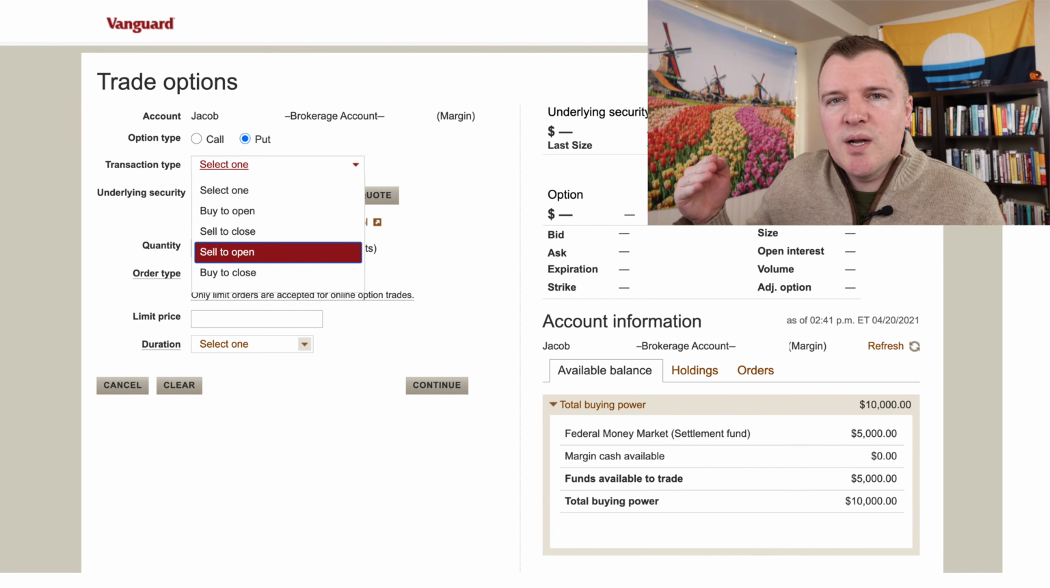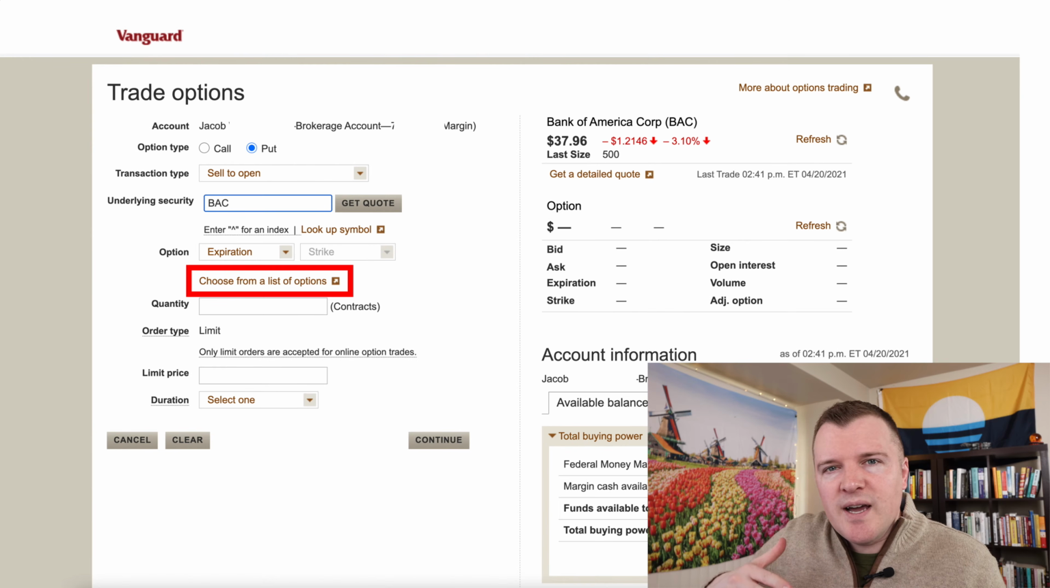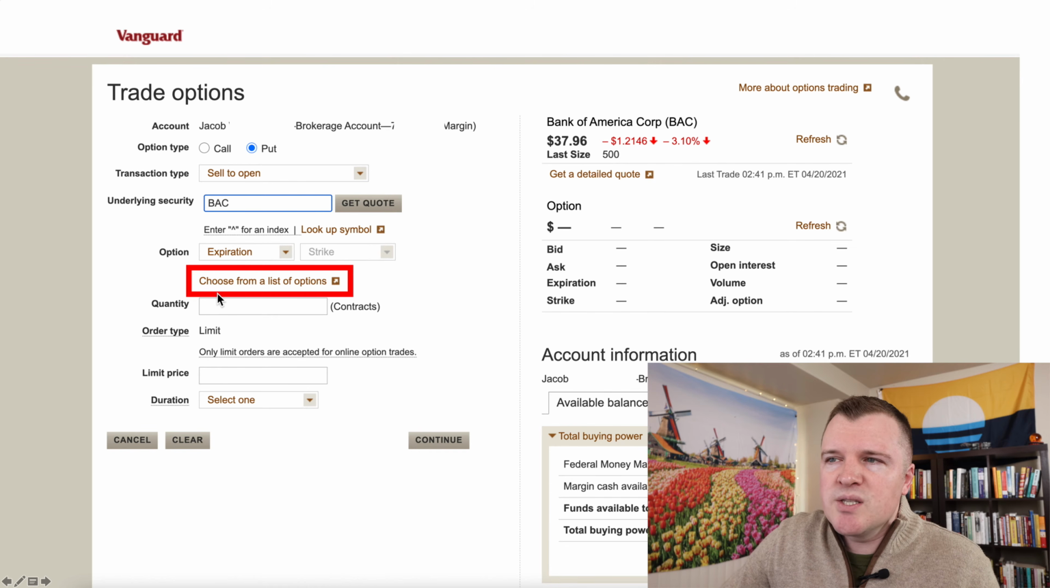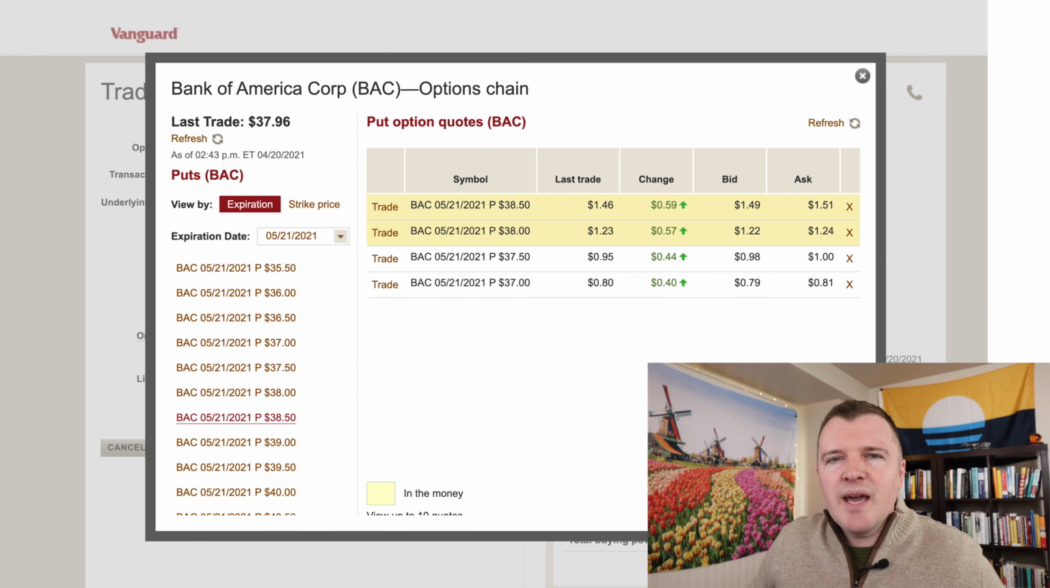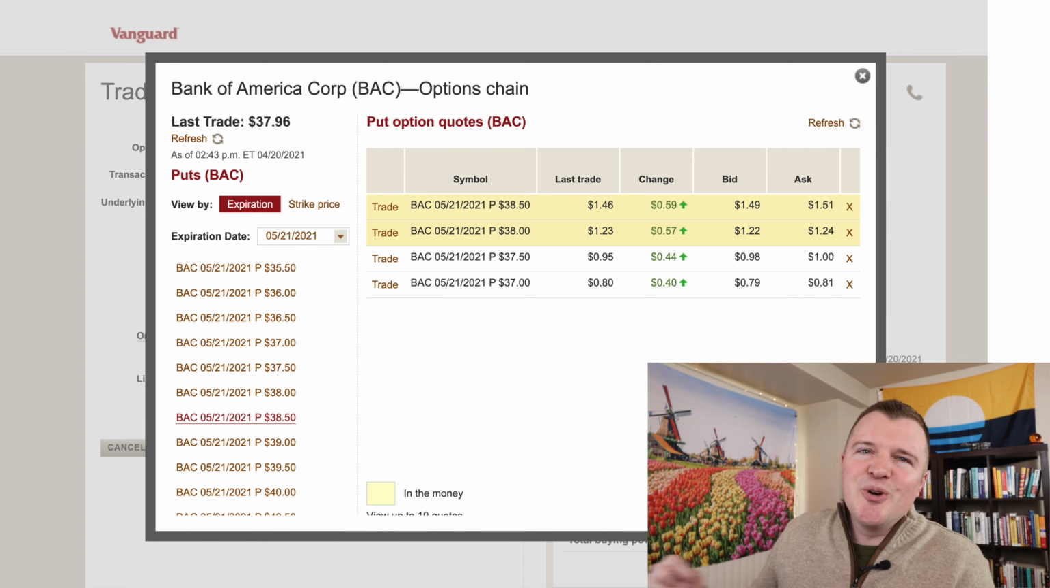So since we know we want to sell to open a cash secured put, you're going to select puts. Then for transaction type, go to the drop down and we're going to click sell to open. To then find an expiration date and a strike price, there's a hypertext here that says choose from a list of options. Go ahead and click on this. And this is what Vanguard's option chain looks like, and it's not very good in my opinion.